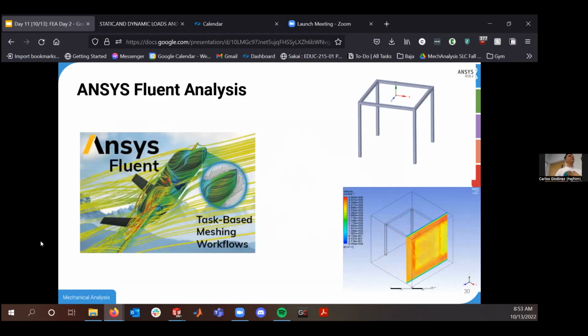ANSYS Fluent is the one I'm most familiar with for CFD. CFD stands for computational fluid dynamics, or colorful fluid dynamics, because it gives you pretty plots and you have no idea if they're right or not. But essentially, instead of discretizing and meshing geometry and applying loads to it, you discretize the fluid domain. And the governing equations are the Navier-Stokes equations.